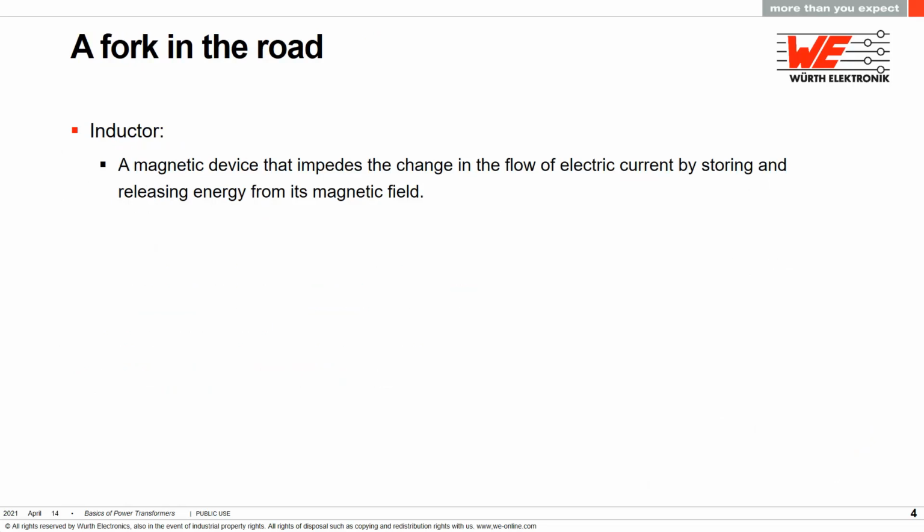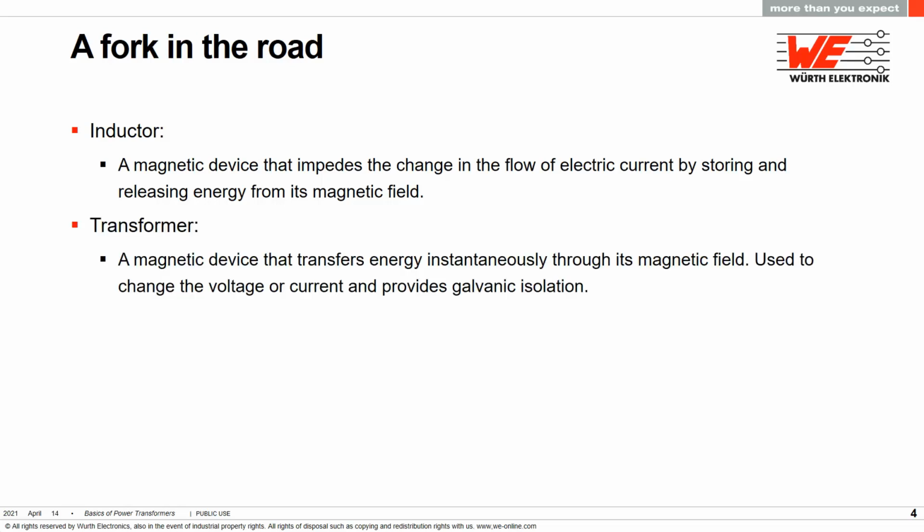So to recap, we use an inductor to impede the flow of current, and we use it to store and release energy from its magnetic field. A transformer, on the other hand, transfers energy instantaneously through its magnetic field. It does not store energy, and it's used to change voltage and current and to provide galvanic isolation.